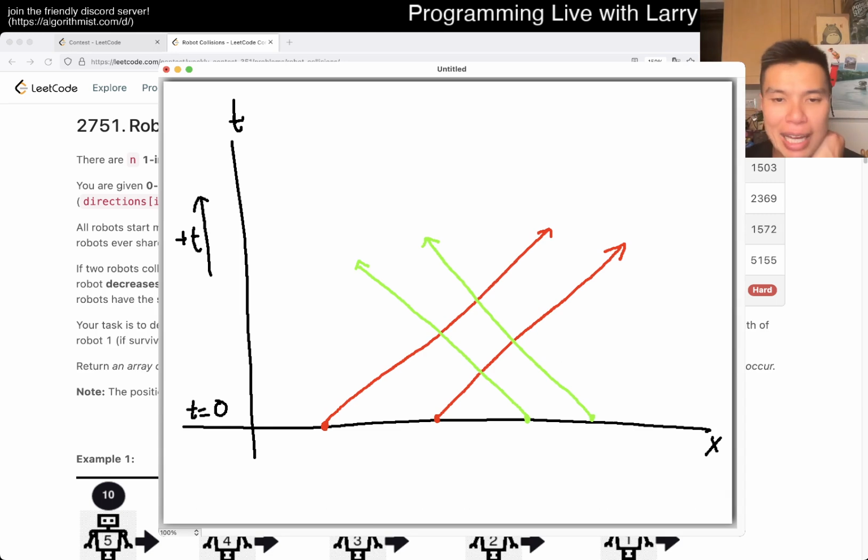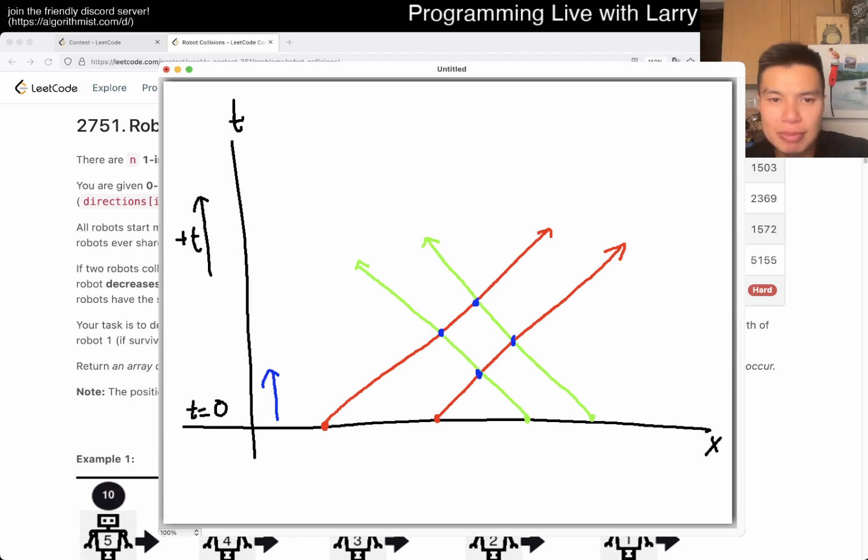Now you can see that we're trying to resolve this from the bottom up, right? That means that we're trying to find this point, and then process this point, and then this point, and then this point, maybe, right? Robots still have health. Okay, so what happens here, right?